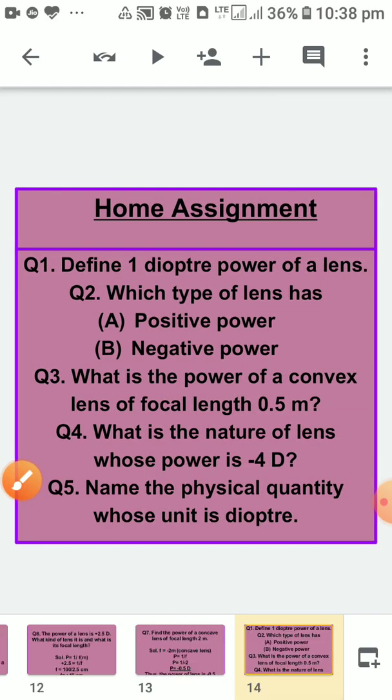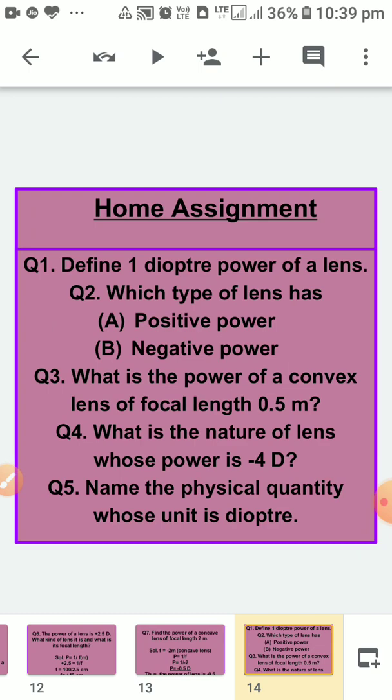Now children, after solving these numericals, I am giving you a home assignment. Define one diopter power of a lens. Which type of lens has positive power and negative power? What is the power of a convex lens of focal length 0.5 meters? What is the nature of a lens whose power is minus 4D? And the last one is, name the physical quantity whose unit is diopter.